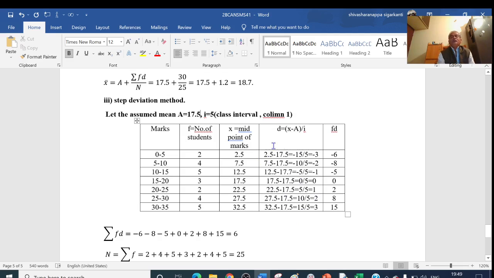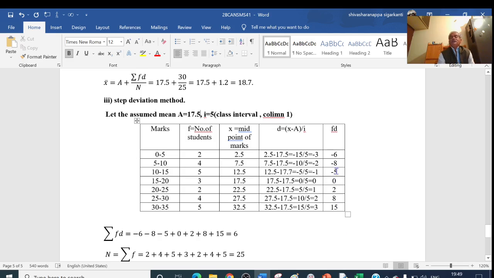Then in the last column, we find out f into d. f is equal to 2. 2 into minus 3, minus 6. 4 into minus 2, minus 8. 5 into minus 1, minus 5. 3 into 0, 0. 2 into 1, 2. Similarly, 5 into 3, 15. So these are the values of f into d.